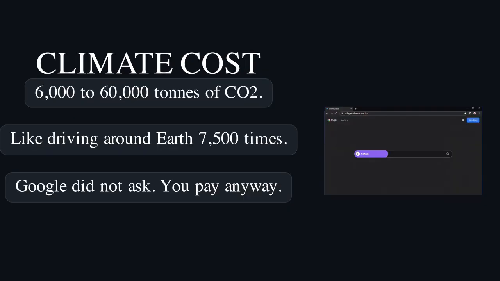Let's do the math on the climate cost. Each model installation consumes bandwidth and disk writes. At Chrome scale, the CO2 equivalent of one push is between 6,000 and 60,000 tons. That is like driving a car around the Earth 7,500 times. Google did not ask. You are paying for it anyway.